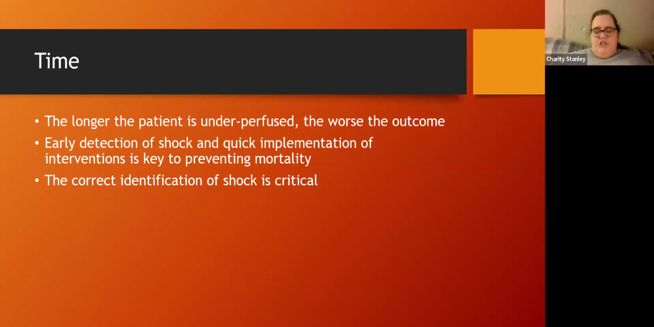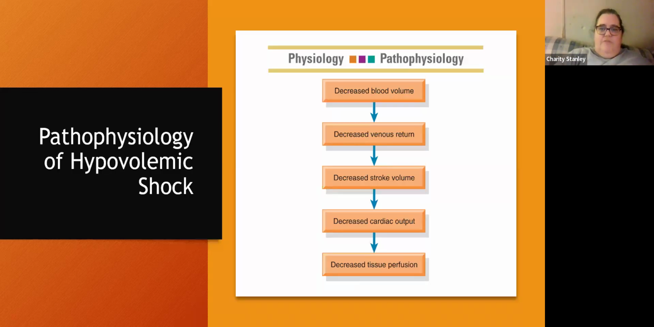Early intervention with shock is what saves lives. And figuring out the initial domino, correctly identifying the cause of the shock, is critical to being able to fix the problem and keep the person alive.